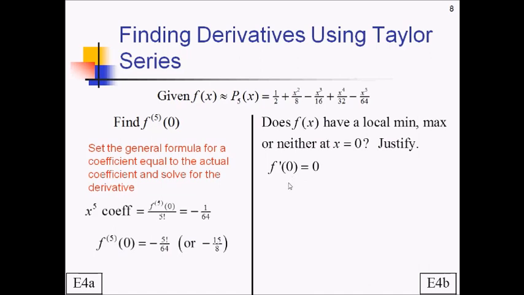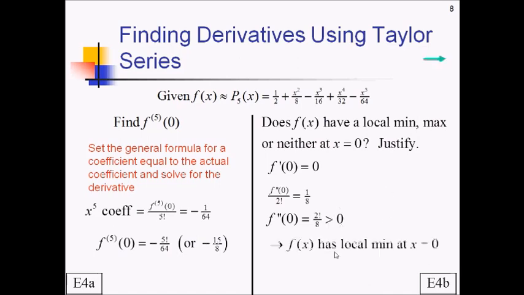For f double prime, I have my coefficient formula, f double prime of 0 over 2 factorial. That's what the coefficient of x squared ought to be. Now the actual coefficient of x squared up here is 1 over 8. So setting those equal and solving for f double prime of 0, I end up with 2 factorial over 8 for that second derivative. And I mean, that simplifies to 1/4. The important thing here, though, is that that is a positive number. Since I am concave up, and I'm at the bottom of that, that means that f has a local min at x equals 0.